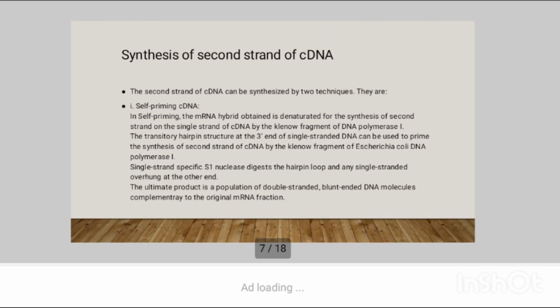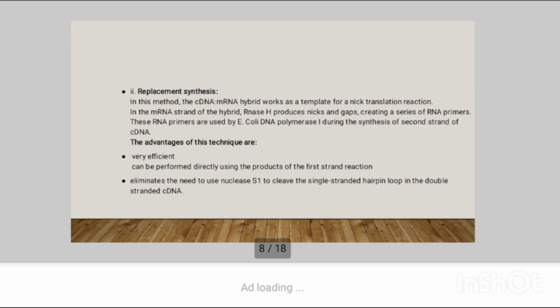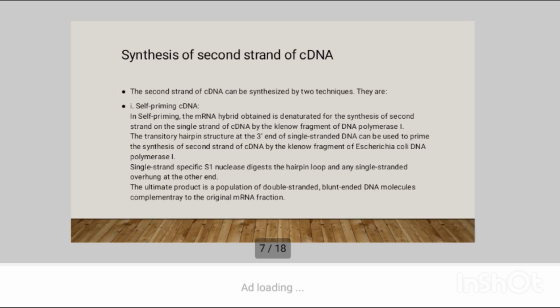Let's see about the synthesis of the second strand of cDNA. The second strand of cDNA can be synthesized by two techniques: self-priming cDNA and replacement synthesis. First, we see about self-priming cDNA. Here the mRNA hybrid is degraded for the synthesis of the second strand of the single strand of cDNA by the Klenow fragment of DNA polymerase 1.